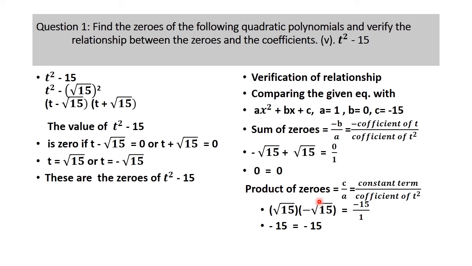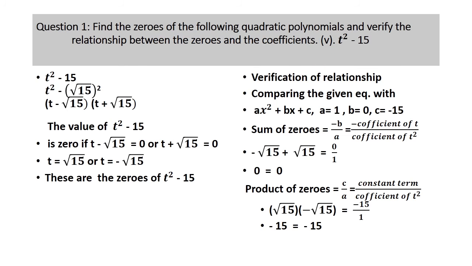Now product of zeros, c upon a, constant term upon coefficient of t square. Product of these two zeros, we will multiply these two, under root 15 into minus under root 15, plus into minus is minus, and this is 15, so minus 15, and c is minus 15 upon a is 1. So this is minus 15 upon 1. Left hand side is equal to right hand side. So this is the verification of this question.